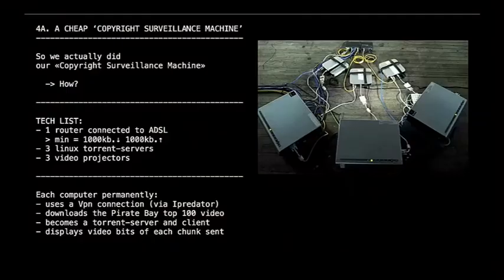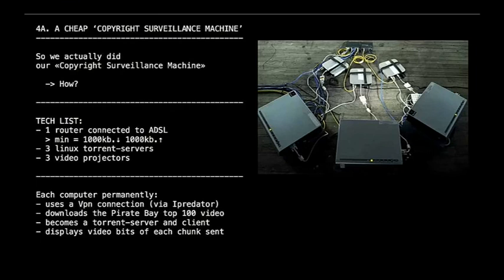So we thought maybe we could make this process more transparent and figure out how we could essentially watch movies from the perspective of the computer. And so we built a sort of copyright surveillance machine. Here you see three of them. They're little Mac Minis running Linux, plugged into video projectors, and then plugged into a router connected to a standard DSL link. Each of the Linux servers runs a custom torrent software.